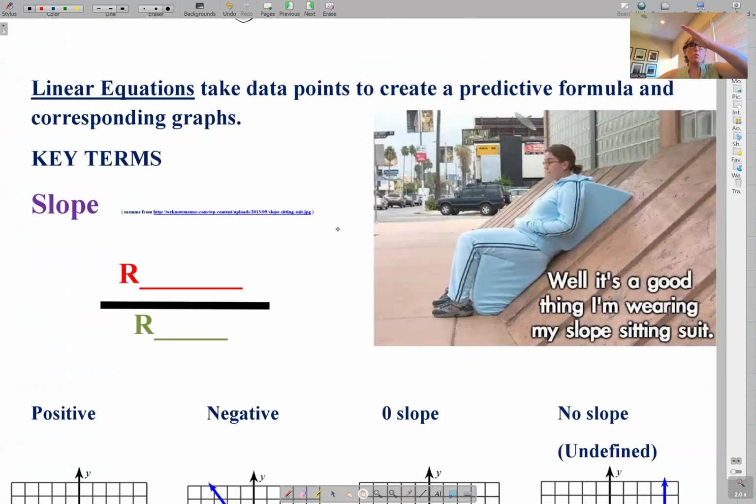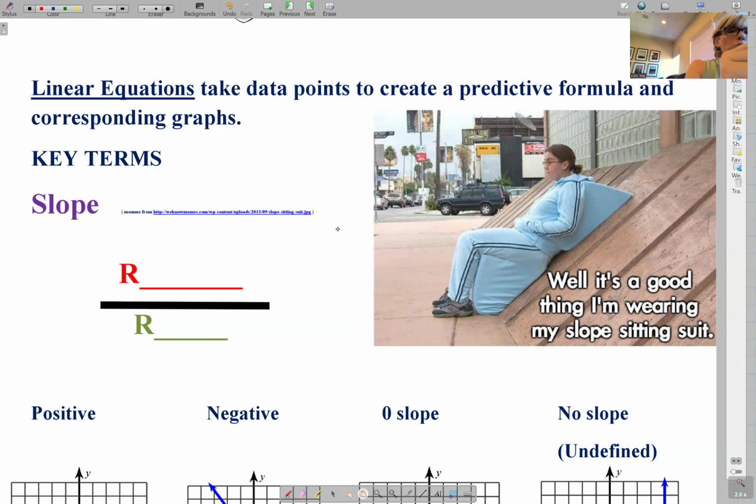Put your arm like so. Tilt. When you tilt your arm, that is a concept of slope. Slope is tilt. Make your arm go like this. Ready? Slope is rise over run. Use your hands, please. Rise over run.